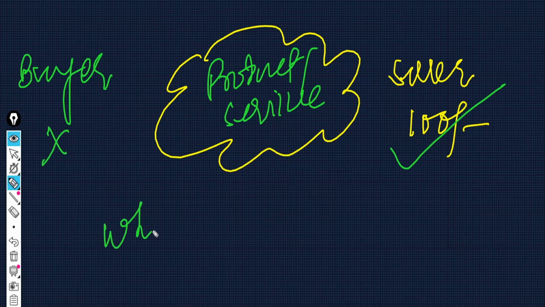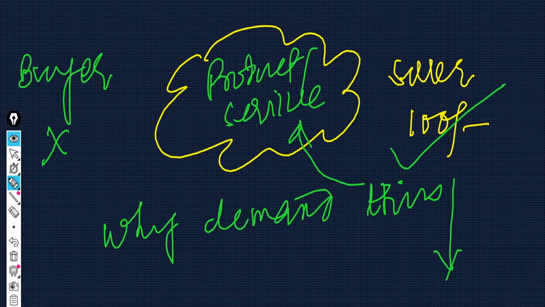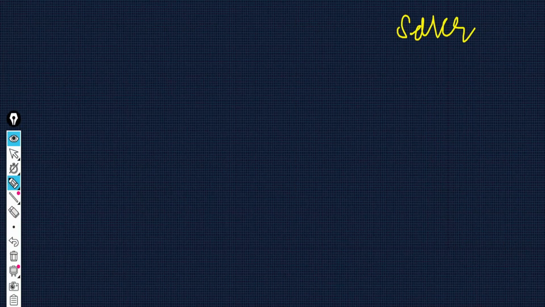Why? There is a possibility that this particular product or service is abundant in the market, so the demand for this particular product is very low. What will this seller do in such a case? In that situation, buyers are demanding a lower price, so the seller will be required to lower his ask or offer price.